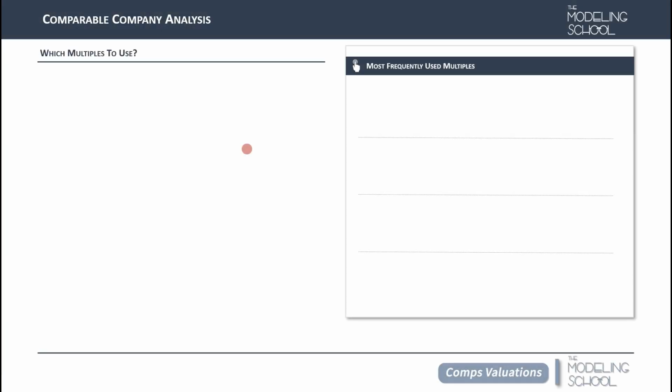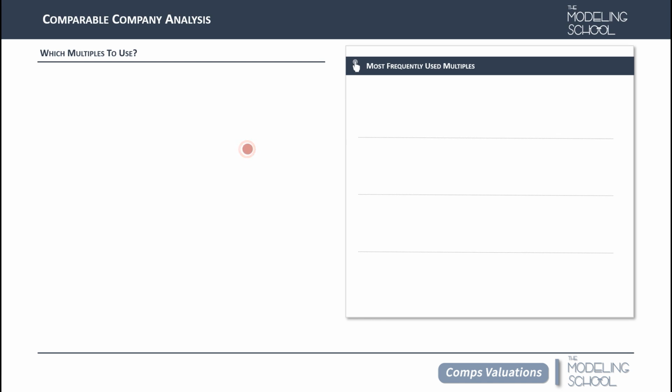In this session, we'll explore the various types of multiples. Which multiples have you heard before? Among them, probably the most well-known multiple is the price to earnings multiple, or the PE multiple, or the PE ratio. Even if you're not a finance professional, you probably have heard of this at least once.